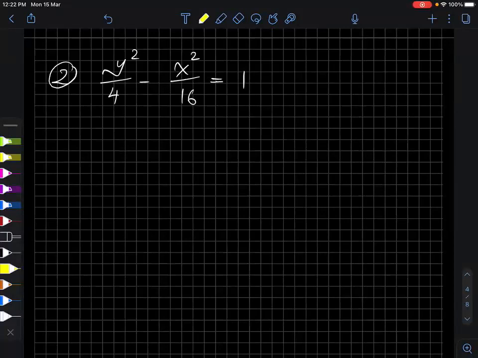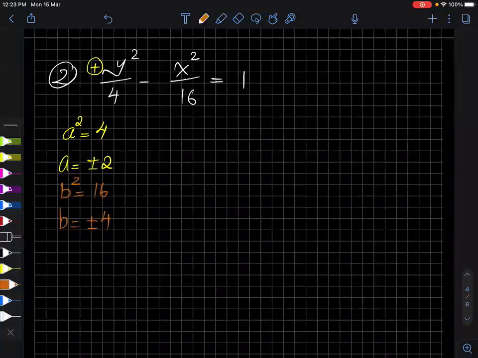Can you answer? Yes. The positive sign is with the y squared. So what is a squared now? A squared is equal to 4, right, below the variable that has a positive sign. So a is equal to positive or negative 2. What's b? b squared is equal to 16, so b is equal to plus or minus 4.